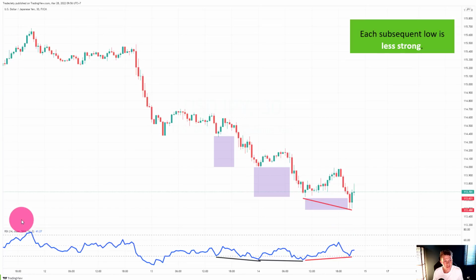Then we can add an RSI, but you can use any momentum indicator such as the MACD or the stochastic. And you will see that if the lows are getting smaller and smaller and the distance from one low to the next is shrinking, you will also often or usually see a divergence. And that is what we see here. The RSI is making a higher low, whereas the price action is making a lower low. So it's a confirmation that something's changing.